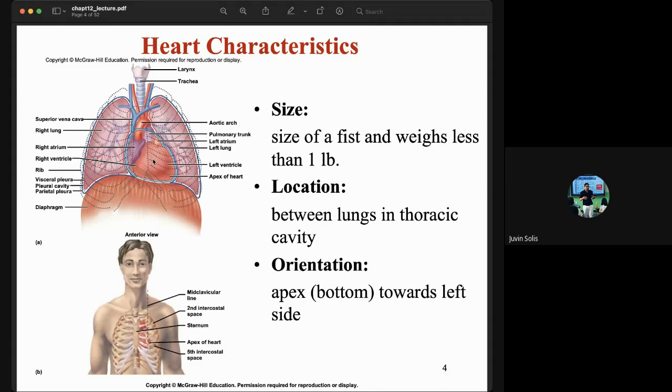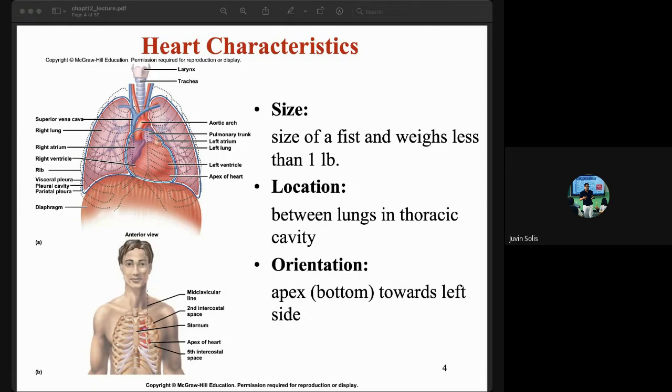The orientation of the heart, the bottom part, this is what we call the apex, okay, towards the left side of the body. They're saying here that physically active people have a larger heart, and when we reach the age of 65, the heart will decrease in size, especially that we are already old, we are a bit inactive. Okay, so this is with regards to the heart characteristics.